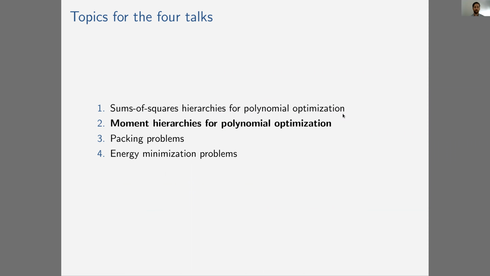And then, as I've mentioned before, tomorrow we're going to apply this to point configurations. So we will see how the moment hierarchy relates to, for instance, the well-known Delsarte linear programming bound. And we will also see how we can use the sum of squares hierarchy that we discussed yesterday to compute this bound.